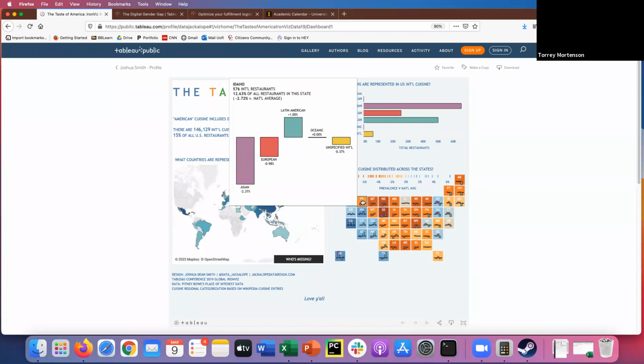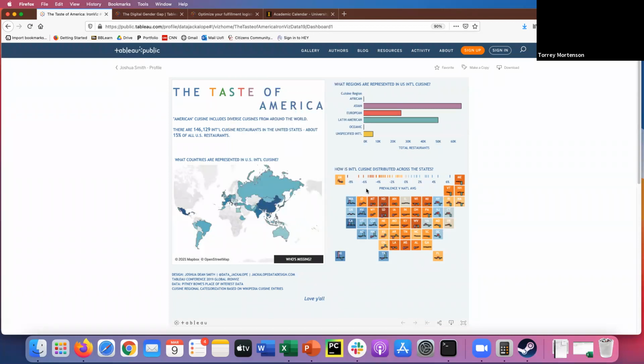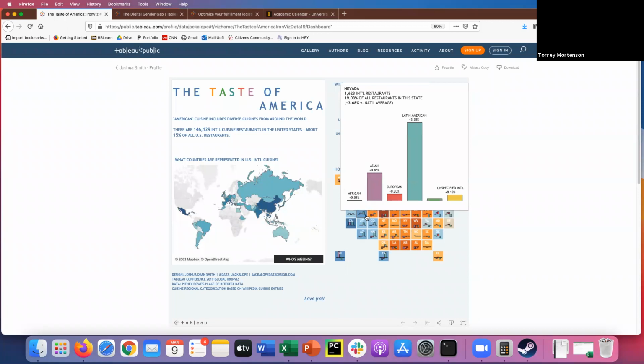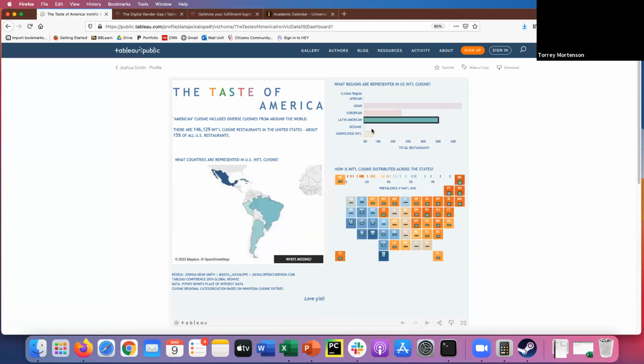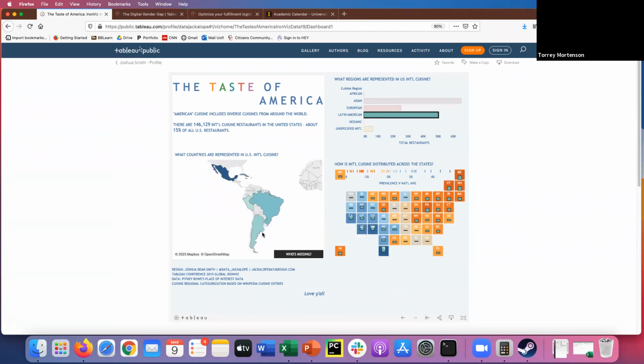So we have 576 international restaurants, which is 12% of all restaurants. So these are all relative to the national average, it looks like. We have fewer European and Asian restaurants than the national average, more Latin American restaurants. So that's kind of interesting. I don't know why Nevada's right here above Utah. These maps aren't always perfect, but that's an interesting way to do it. And let's see, Latin American, so that changes everything. Brazil represented 64 US restaurants, Argentina represented 22. So yeah, those are interesting and how that works.